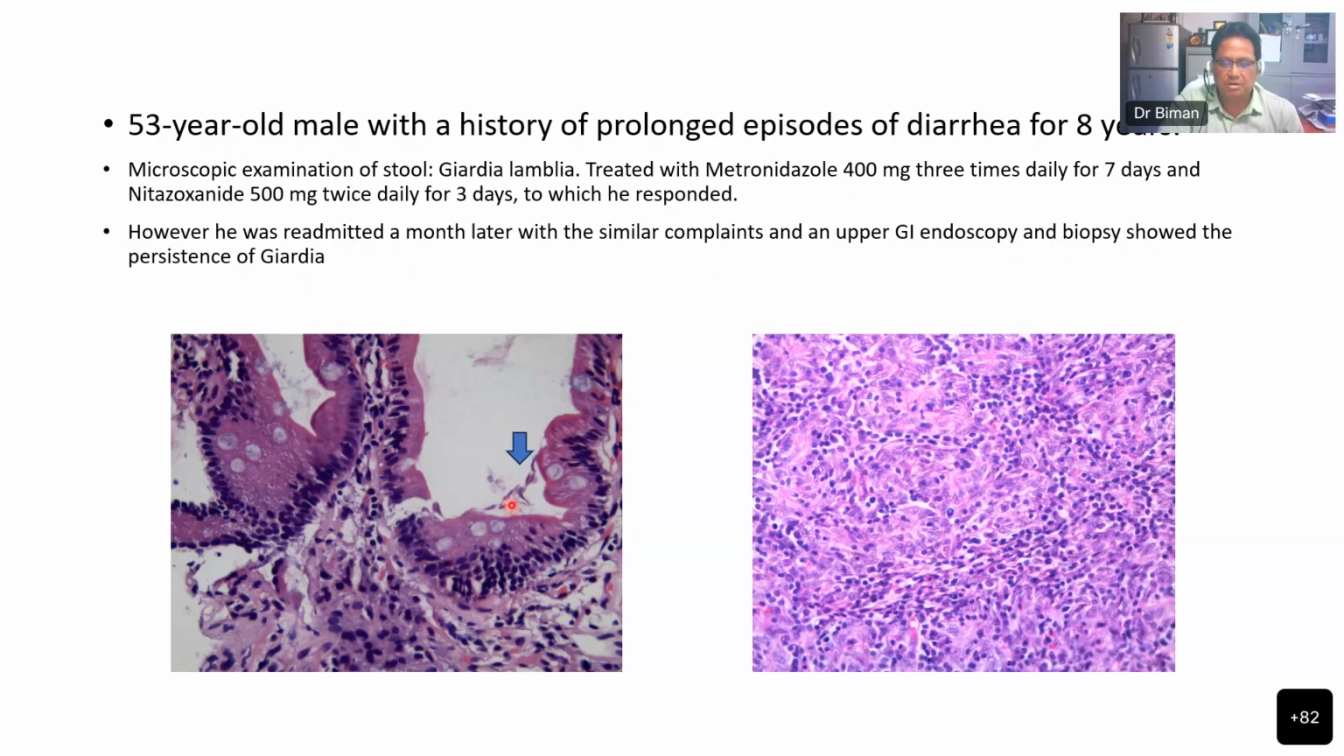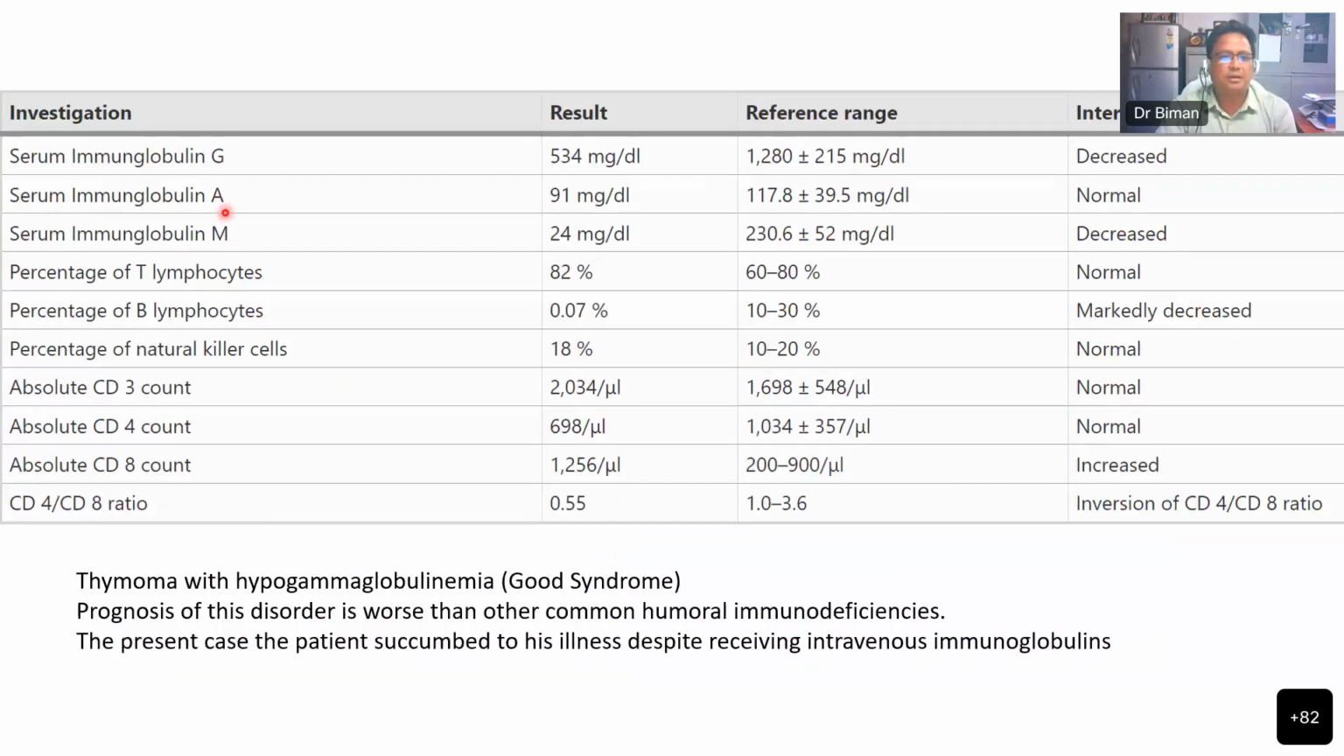I can see giardia here. And on history it turned out that this patient had a thymectomy a few years back because of thymoma. So the thymoma with hypogamma, and when you look at the investigations, you can see that the IgG is low here. Okay, IgM is also low. B cells are low. Hardly any B cells there. Okay. And the CD8 count is raised, so the CD4 CD8 ratio is inverted. So these are all immunological findings that you could typically see in a patient with Good syndrome.